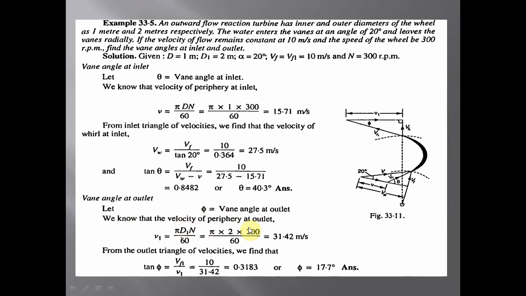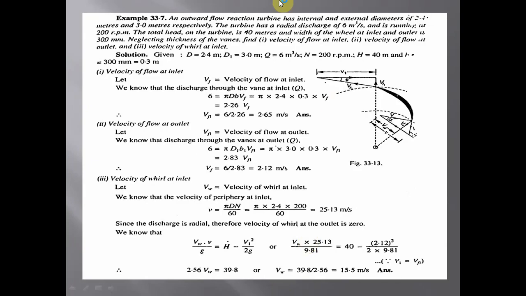Vane angle at inlet of the rotor is theta, and phi is the vane angle at outlet. We also know the velocity of wheel at outlet is u1 = pi D1 N divided by 60, that is pi into 2 into 300 divided by 60, that is 31.42 meters per second. From the outlet velocity triangle, we find that tan phi is equal to Vf1 divided by u1, that is 10 divided by 31.4, that is 0.3183, or phi is equal to 17.7 degrees.